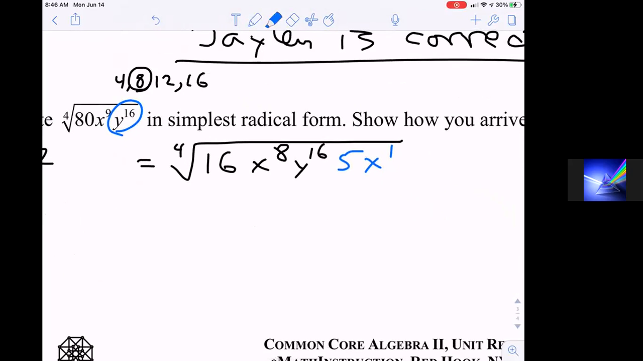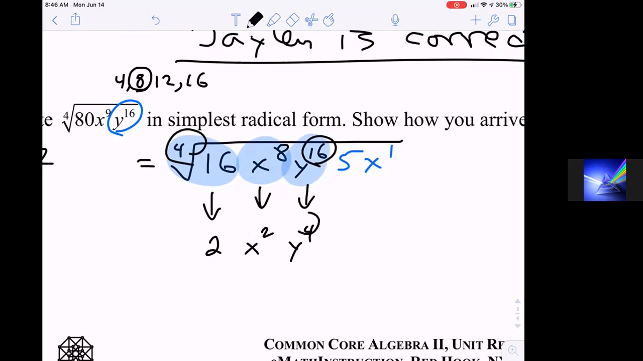Last step, take the 4th root of the black part, which would be the 4th root of 16, which is 2. The 4th root of x to the 8, which is x squared. 8 divided by 4 is 2. And the 4th root of y to the 16th, which is y to the 4th power. 16 divided by 4 is 4. All times the 4th root of what's left over, 5x.